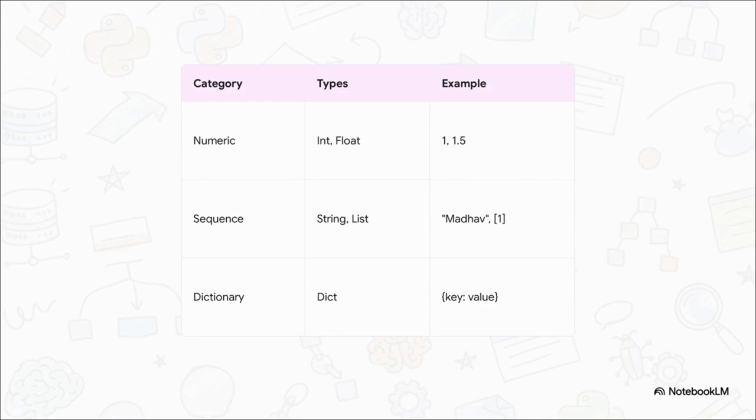Next up is sequence data. If you put text inside quotes, that's a string. If you want to group multiple items together, you use square brackets to make a list, or parentheses to make what's called a tuple. Finally, there's the dictionary type, and you write that with curly brackets. Just like a real-world dictionary, it maps a specific keyword directly to its value.